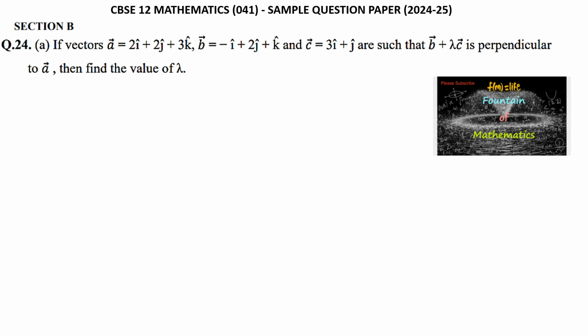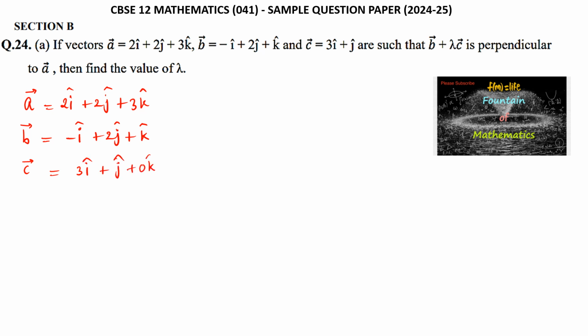Given vectors a is equal to 2i plus 2j plus 3k, and vector b is equal to minus i plus 2j plus k, and vector c is equal to 3i plus j plus 0k. And these vectors are given such a way that b plus lambda c is perpendicular to a for some lambda belongs to R, some scalar.